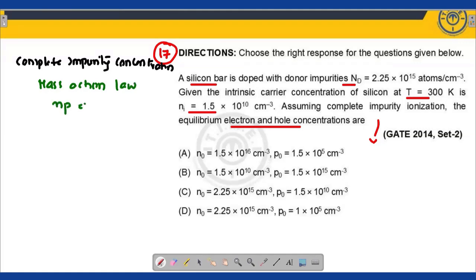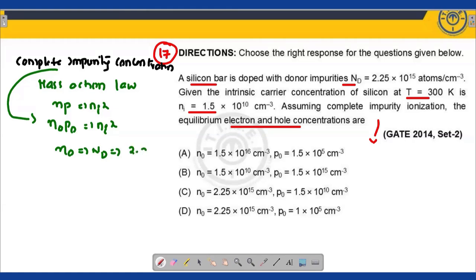n into p equal to ni square. When I am taking this particular term here, it will be n0, completely impurity ionization, p0 equal to ni square. But n0 equal to ND, my dear friends, which is very important here. Then he is asking the electron and hole concentrations. Already, n0 equal to ND, which he has given, and this is equal to 2.25 into 10 power 15 atoms per centimeter cube.